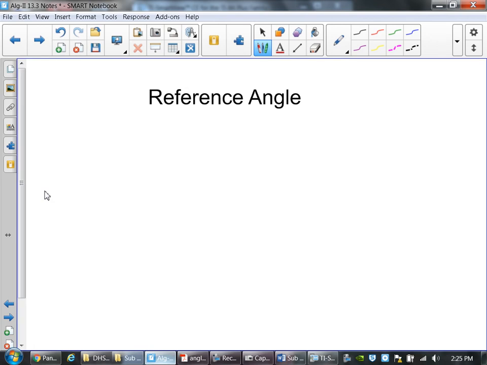Now the next cool thing. Just a real quick reference angle review. Reference angle is always the distance off of the x-axis. You're always distance off the x-axis. It's always a positive distance where theta is placed at the origin. Always, always, always. So your theta would be here.